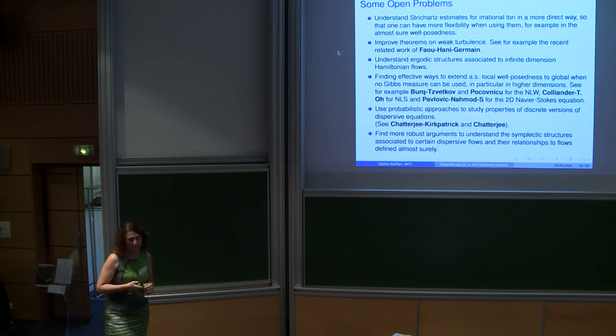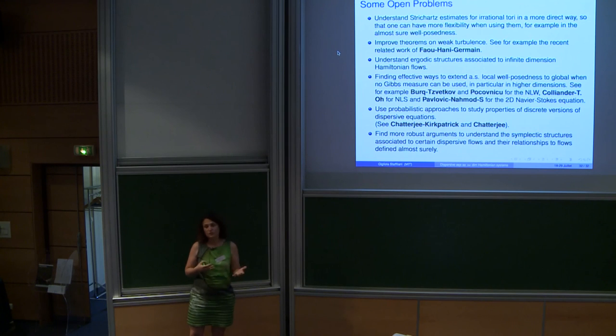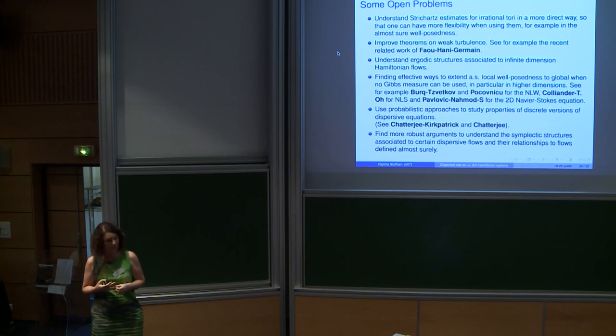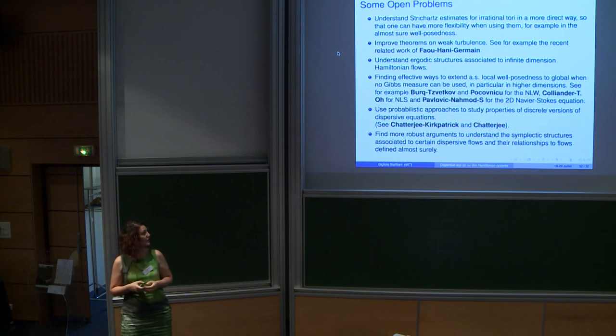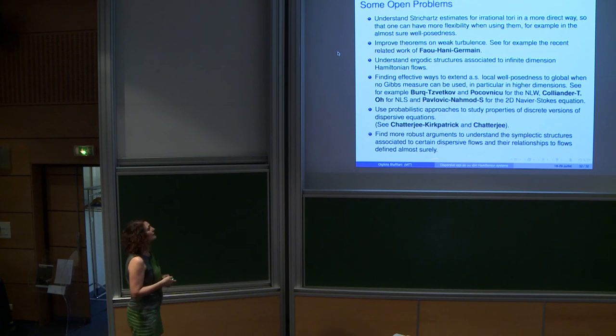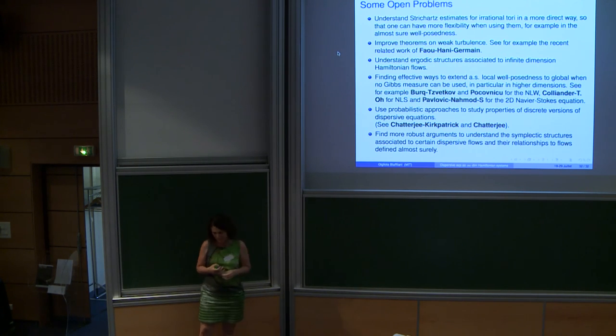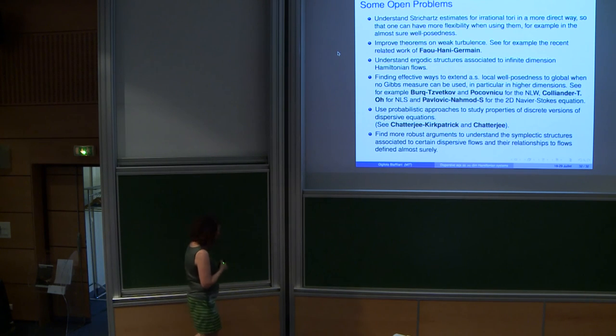Then finding theorems that allow you to go from local to global without having to use this Gibbs measure too much, because they are very rough when you are in higher dimension. Then using the probabilistic approach to study properties of discrete versions of NLS. We have been looking at continuous versions here, but discrete ones, with finite differences and so on, are interesting; there is work by Chatterjee, Kirkpatrick, and Chatterjee. And then I didn't have time to talk about the non-squeezing theorem, but that's another direction in which there is some recent work. If you want, I can talk to you more about that. Thank you.